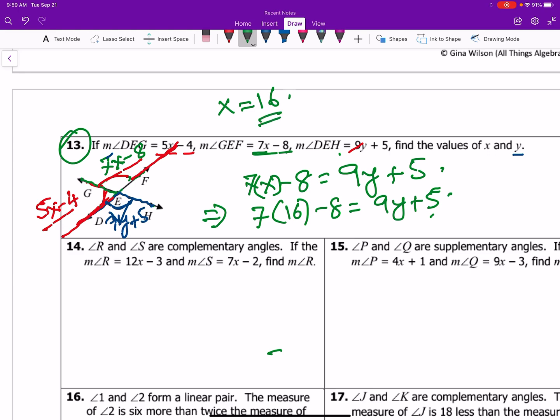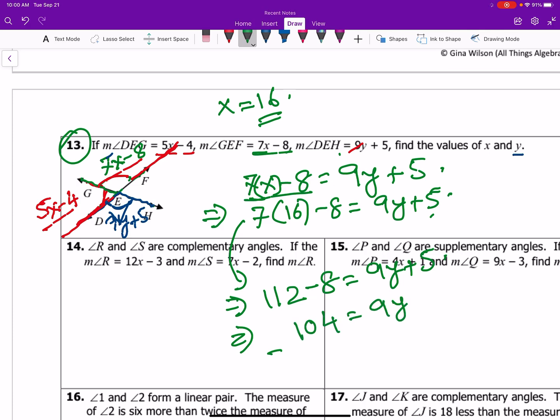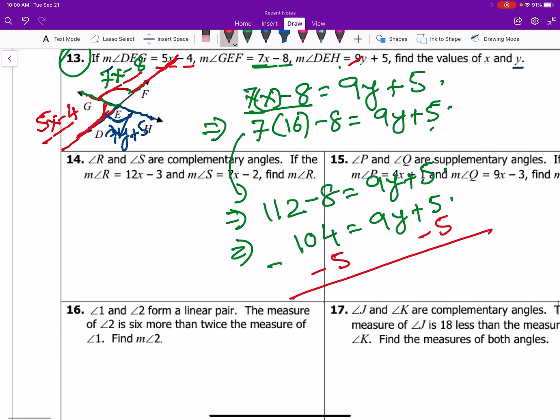Somebody can work this out separately and put it as 9y plus 5. Let me see. 7 times 16 gives you 112. 112 minus 8 gives you 9y plus 5. So this one is 104, equals 9y plus 5. Your job is to get y. You don't want this 5 over here, so you subtract 5. What do you get? We get 99 over here and 9y.